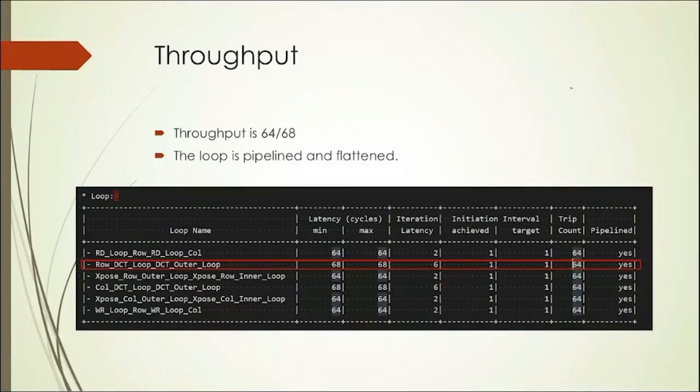Okay, so here's the throughput, and you can see the result right over here. It shows that it is flattened because the row DCT loop and DCT outer loop are shown in the same row, which proves that it's flattened. The throughput is 64 over 68, because the trip count is 64 and the total latency is 68. So it completes the 64 operations within 68 cycles, and the throughput is 64 over 68. Also, the loop is pipelined and flattened, as I mentioned before.